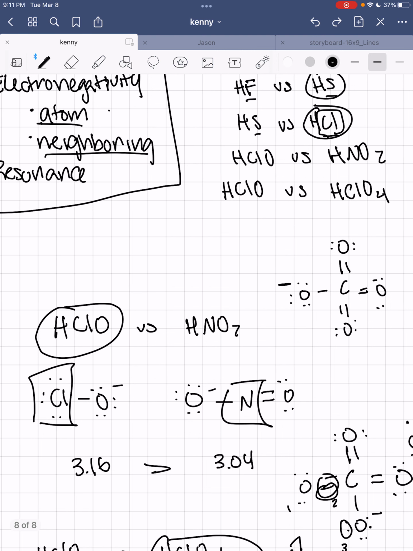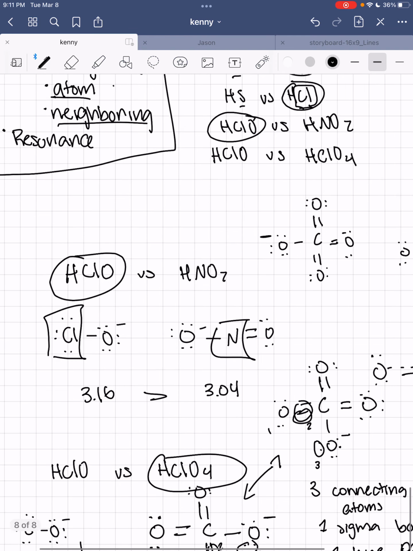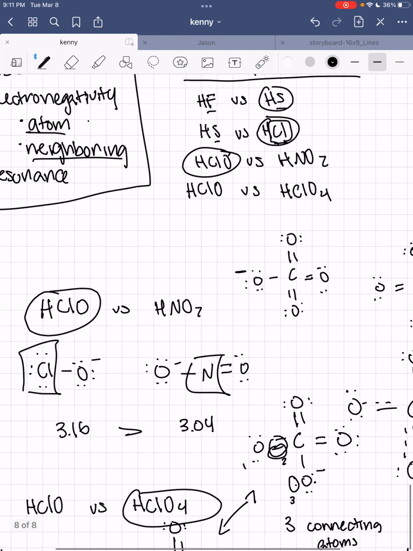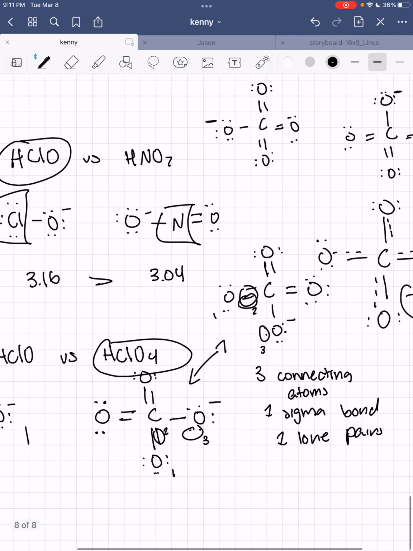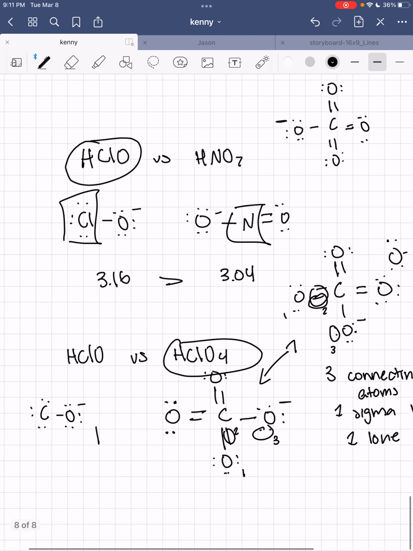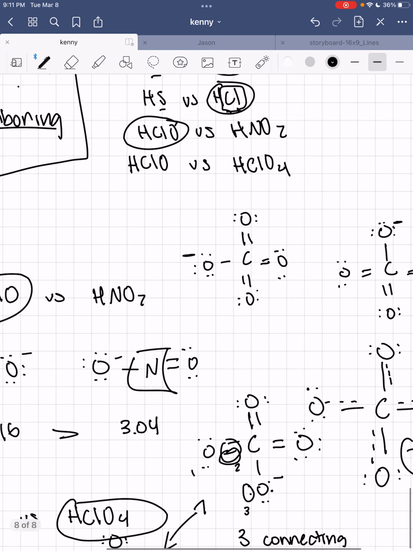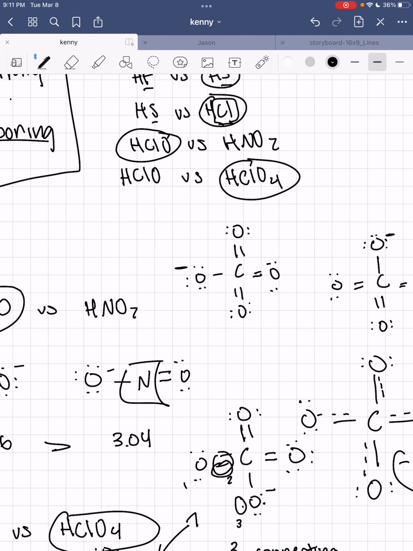And chlorine would have a higher electronegativity than nitrogen. And then for the last problem, you need to use resonance structures to find out the partial charges, so you can see how stable the conjugate bases are. And then whichever one had the lower negative partial charge would be more stable, which would be this one.